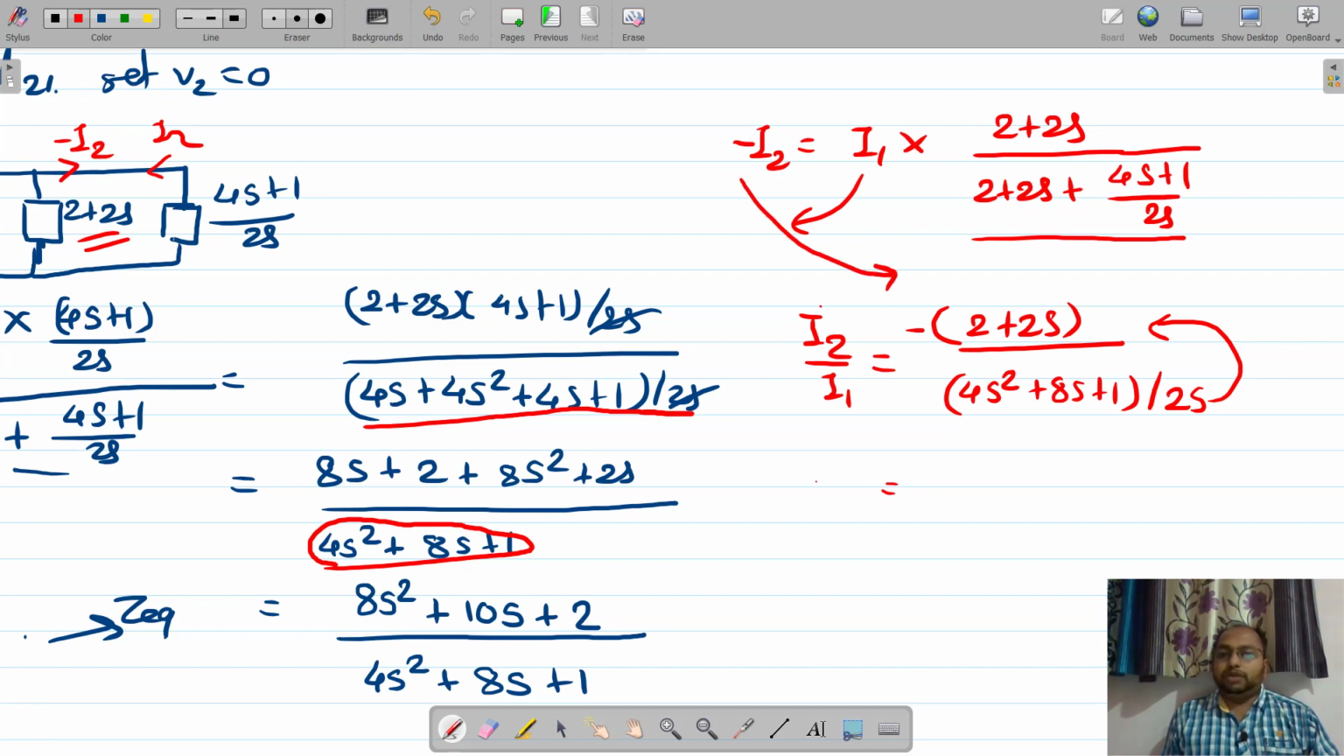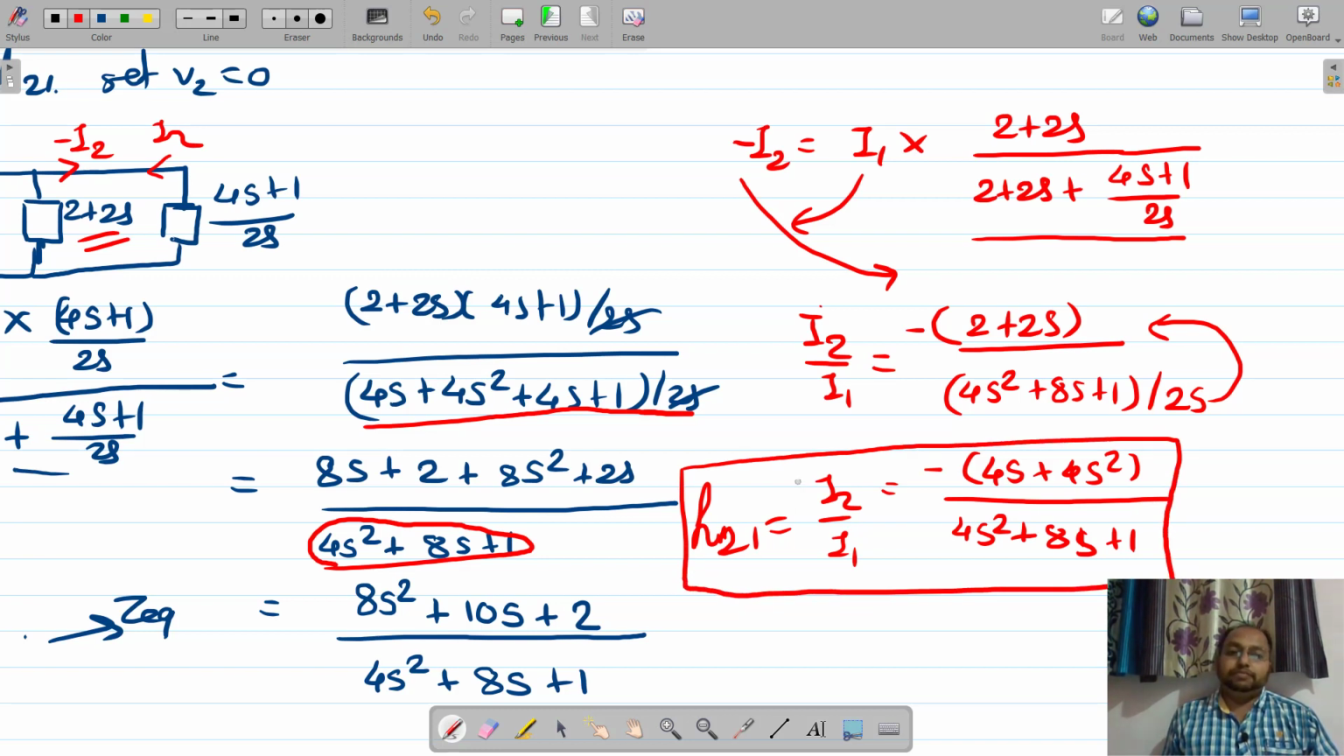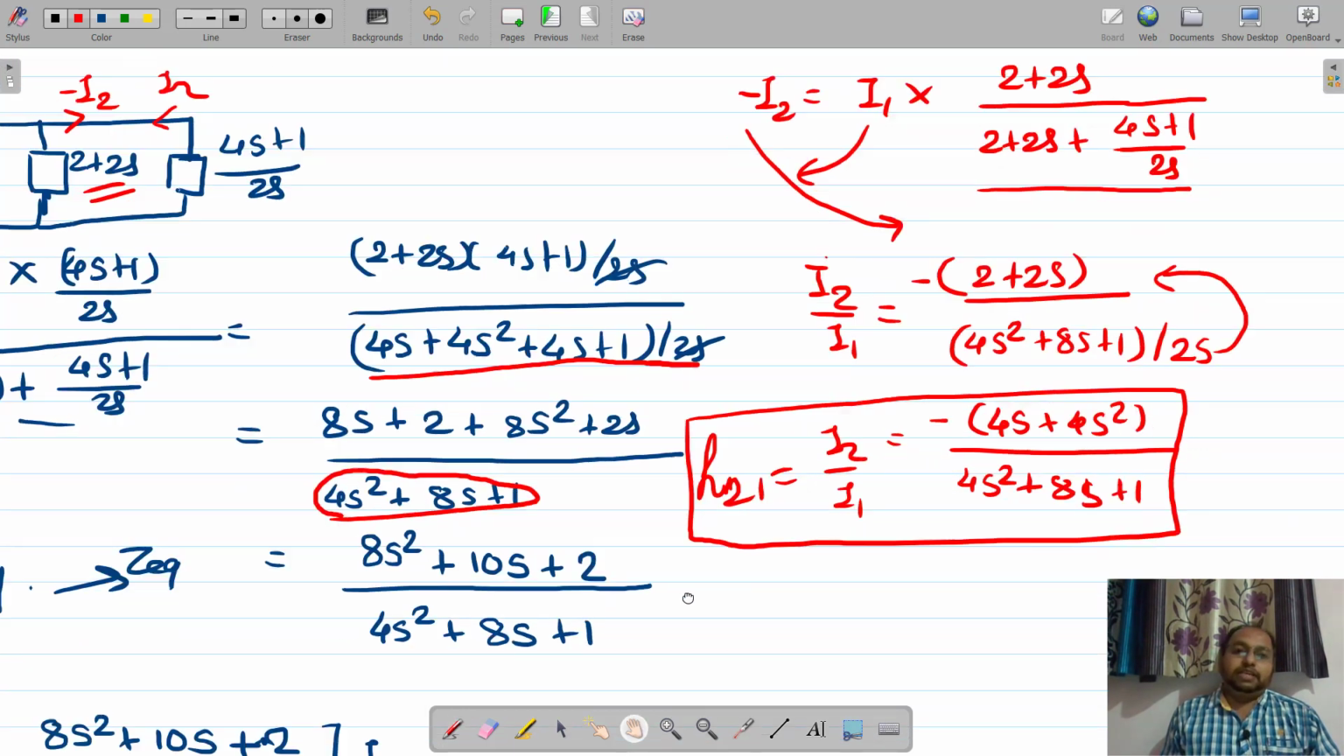So I2 divided by I1 is equal to minus of, now let us multiply by twice s to this bracket. It is going to become 4s plus 4s square divided by 4s square plus 8s plus 1, and this is your h21. Is it fine? Great.